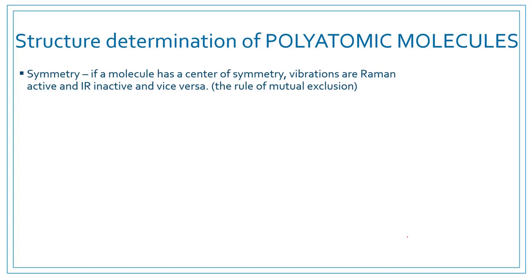In research, we use Raman spectroscopy and IR spectroscopy hand in hand. They are complementary to each other. That is, we can find the structure of molecules. If they have a center of symmetry, it will give you the rotational Raman spectra, and if it does not have a center of symmetry, it will give you the IR.